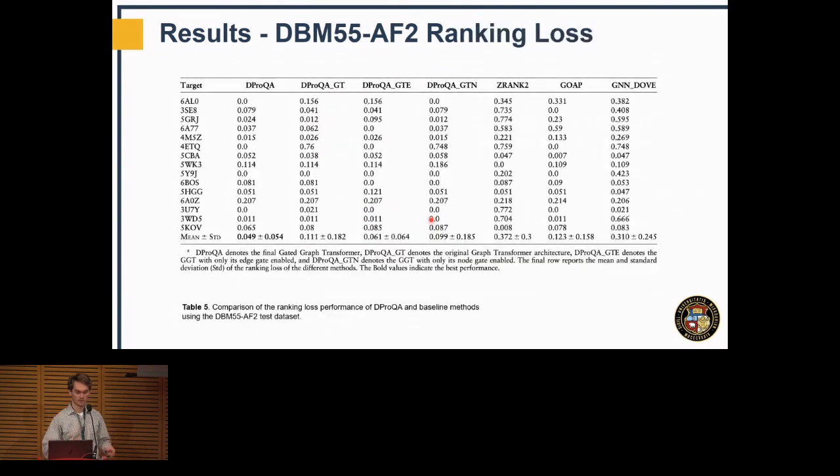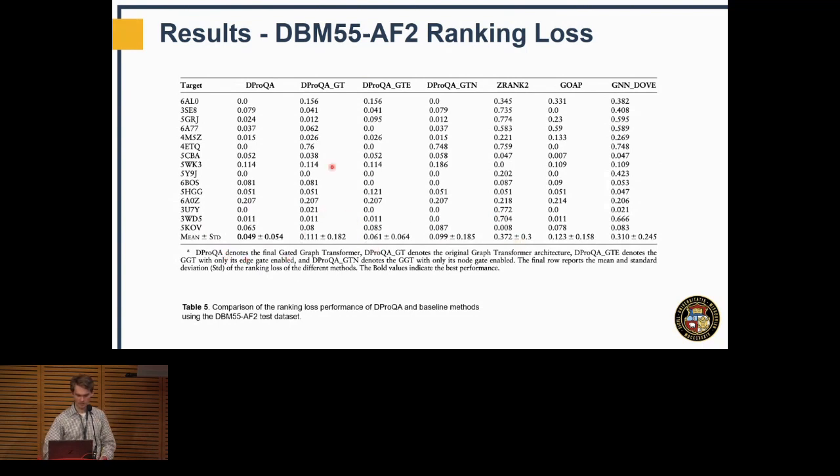Now, if we look at ranking loss, this is more of, okay, let's take all the decoys we have access to, let's rank them, and then choose the best one and see what its DockQ score was and compare that to the actual best DockQ score you can get with a decoy. In general, DProQA has the best average results on the DBM55 dataset. So we compare that to all the other methods.